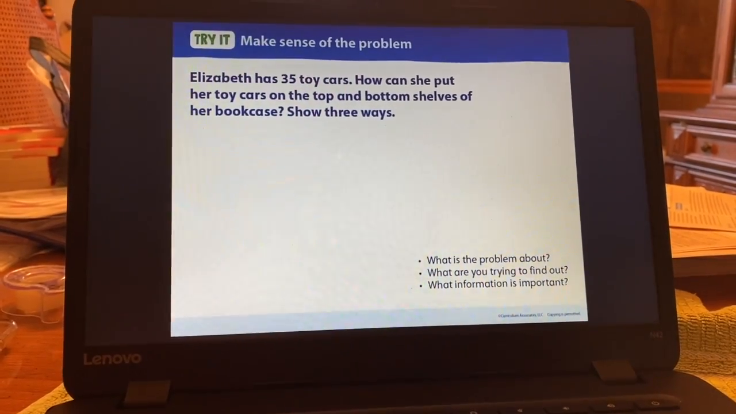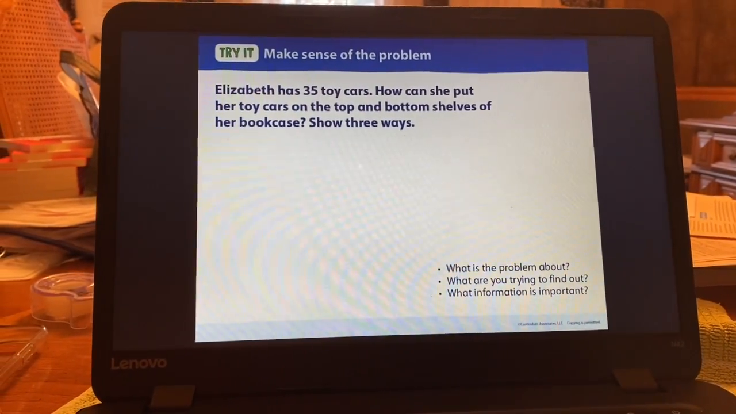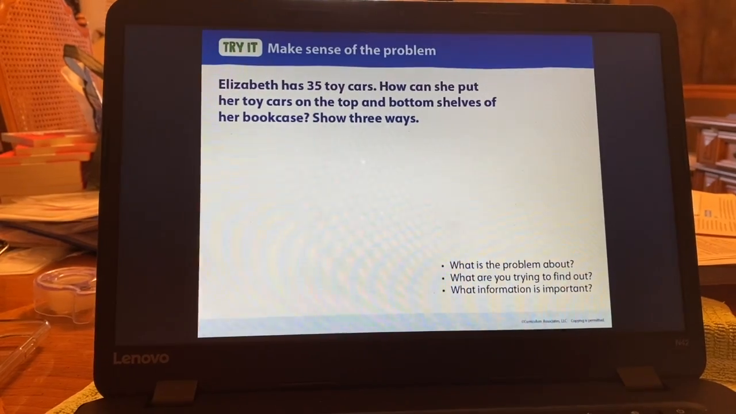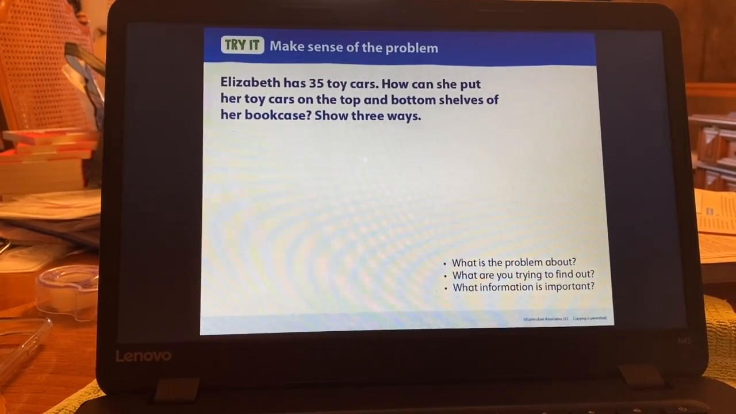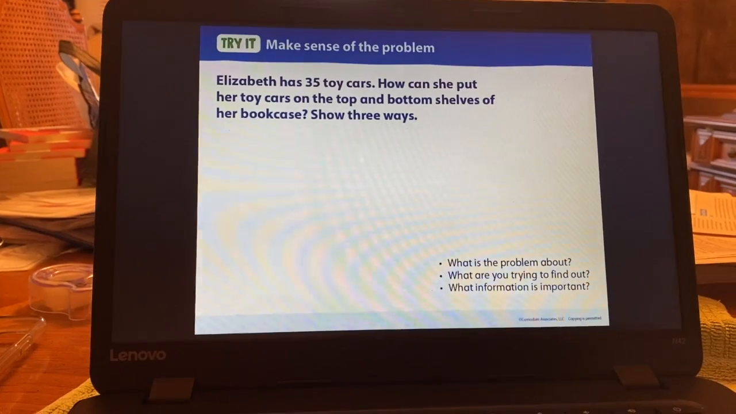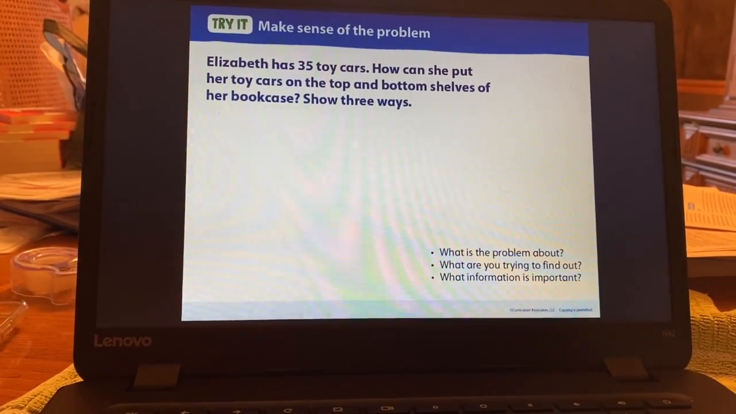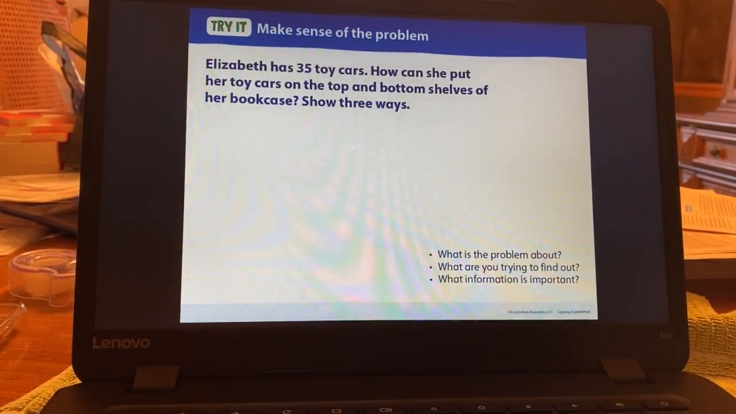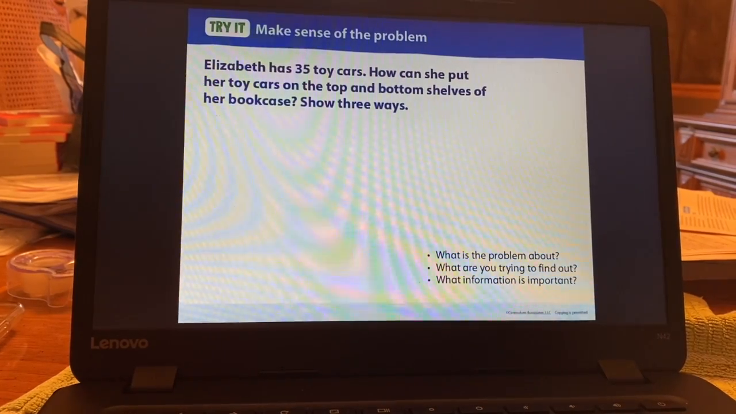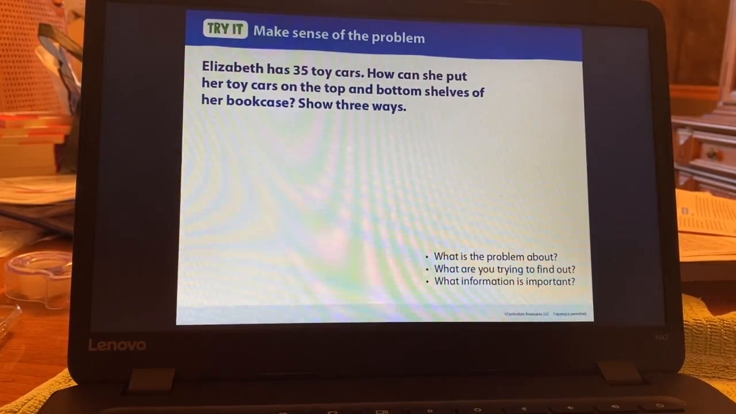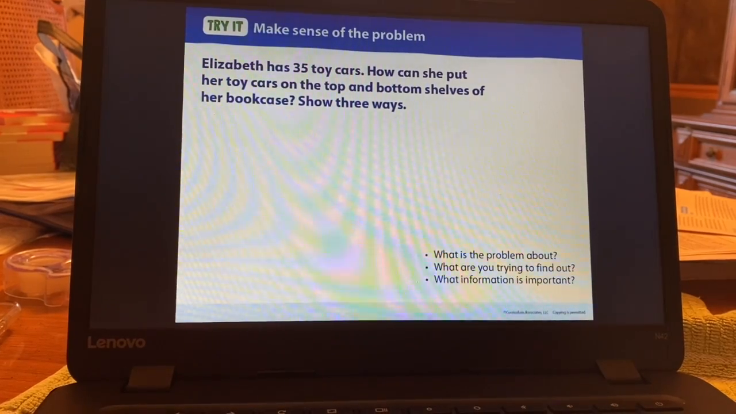Okay, we're on Lesson 8, Session 1, page 189. Okay, Munchkins, Lesson 8 is a total review of everything we've learned, and it's putting it all together. It's just kind of reviewing all that we've learned so far this year. So hopefully it will be easy for you, and just follow along.